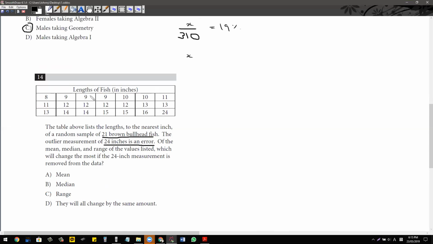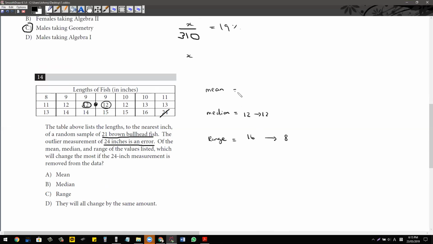So we can actually go through all of this. It's going to take a while, you know? Mean, median, and range. So range used to be 24 minus 8, right? Yes. But then this will change to 16 minus 8, which is 8. Median, you count from there and go for the middle one. So it used to be 12, right? Yeah. But once that's removed, somewhere between this and this will be the median. So that's still 12, right?